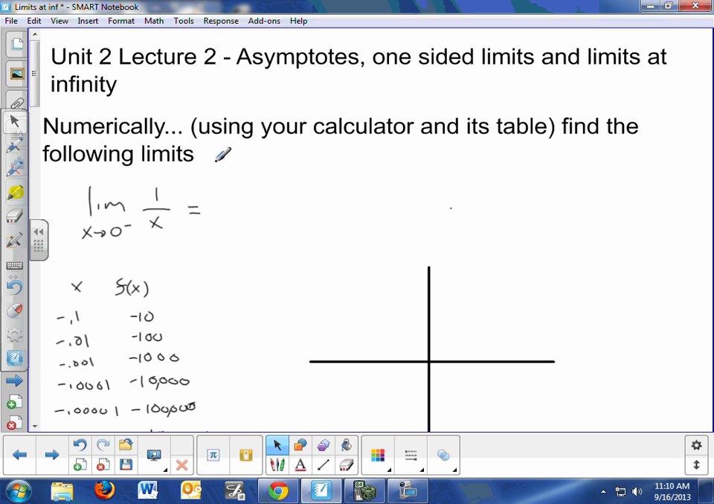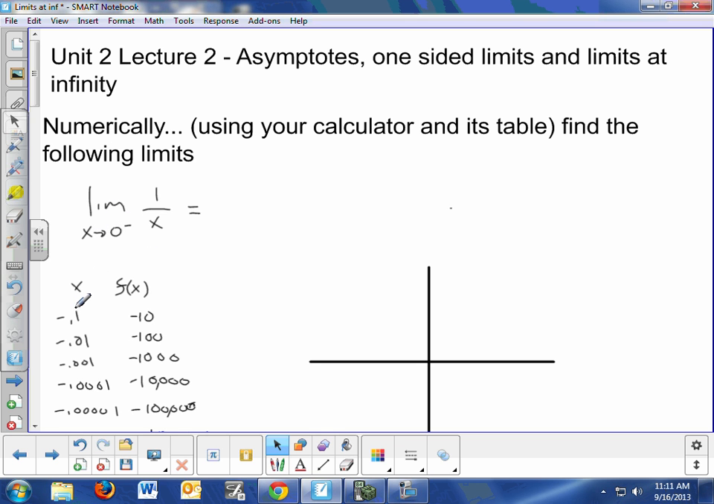First one is the limit as x approaches 0 from the left of 1 over x. We know just by looking at this that we have a discontinuity at 0. I can't plug 0 into the function 1 over x because the function's undefined at 0. But we can look at what our function's approaching as we get really, really close to 0. We're not going to find what it is exactly at 0 because it doesn't exist there. Let's see what it's approaching.